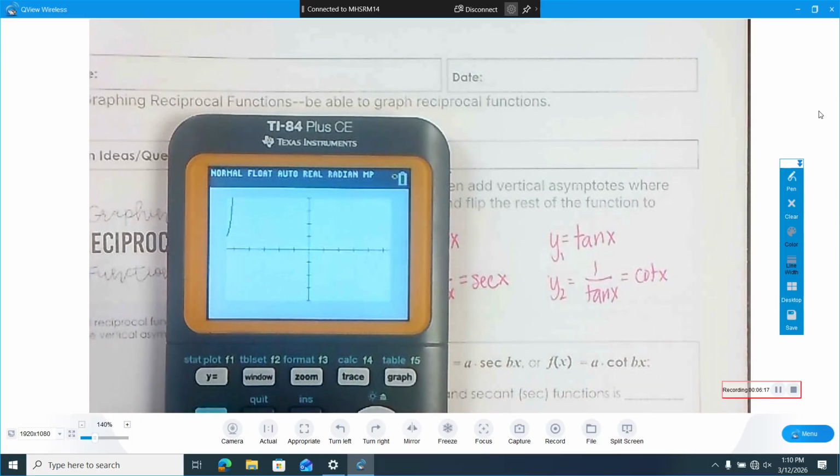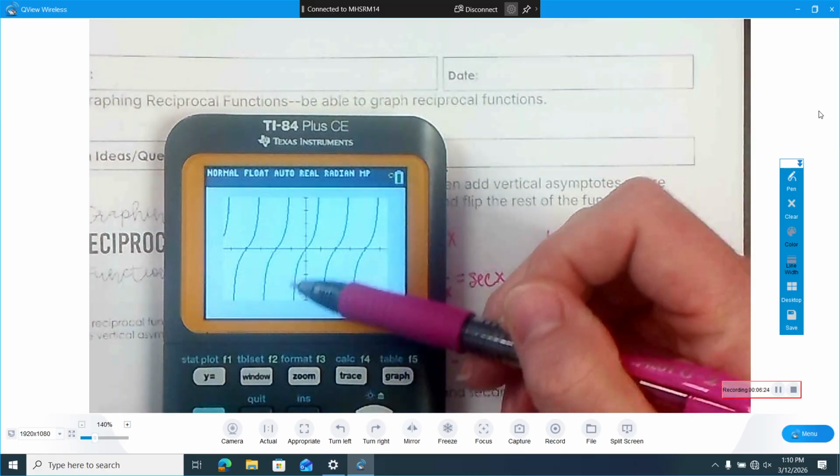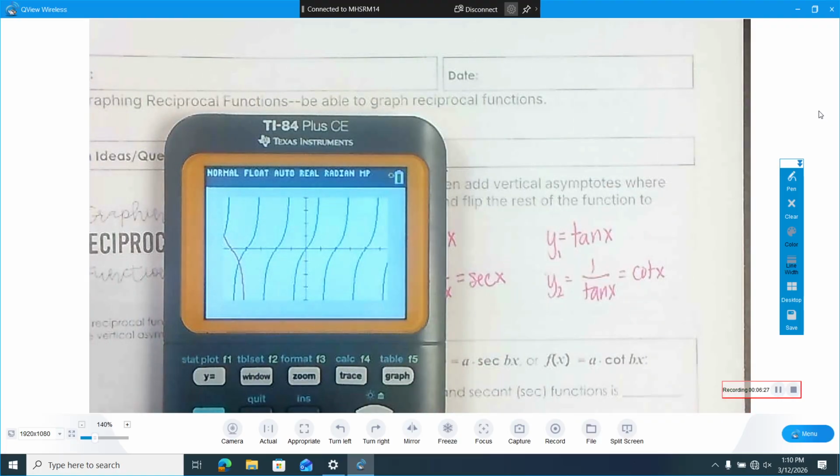All right. Now this one is interesting. It does a little bit different. So tangent, we know, is an increasing function, toes to nose.